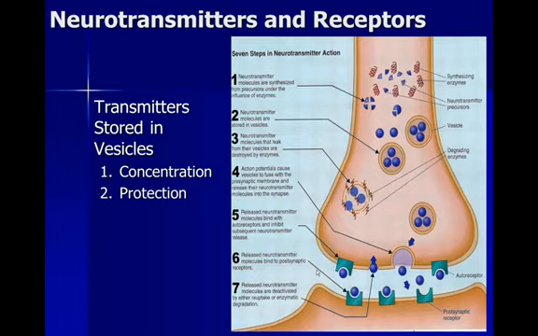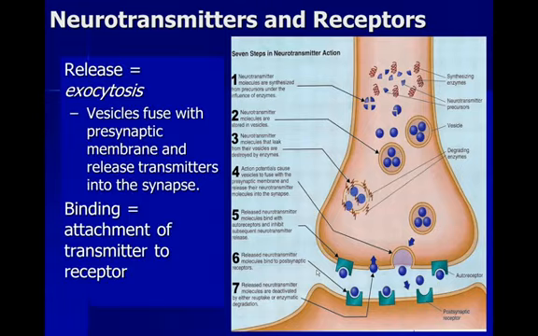The neurotransmitters, once they're created, are stored in vesicles, which are basically small cell bodies. They'll be concentrated and protected in those vesicles. They'll then be released through a process called exocytosis, which just means exiting the cell. So the vesicles will fuse with the presynaptic membrane and release their transmitters into the synapse.